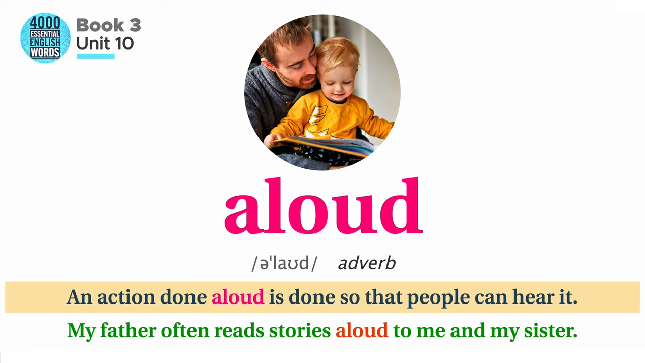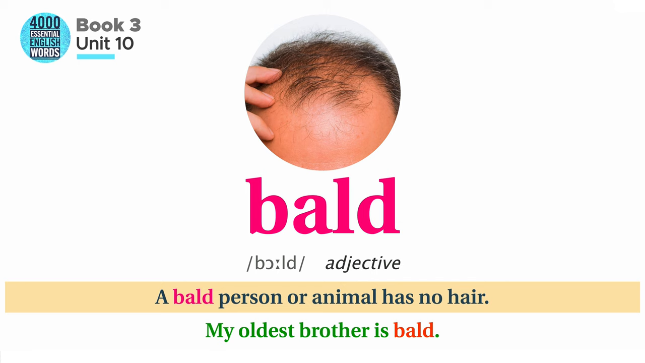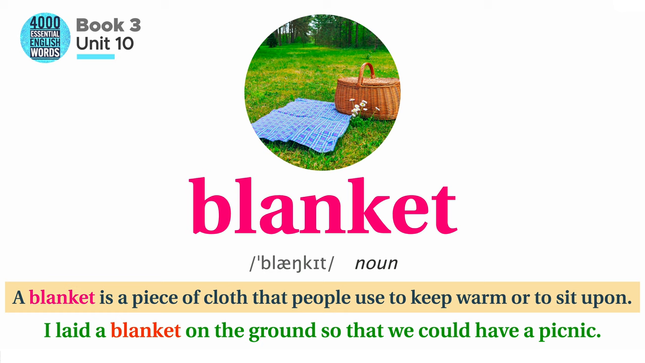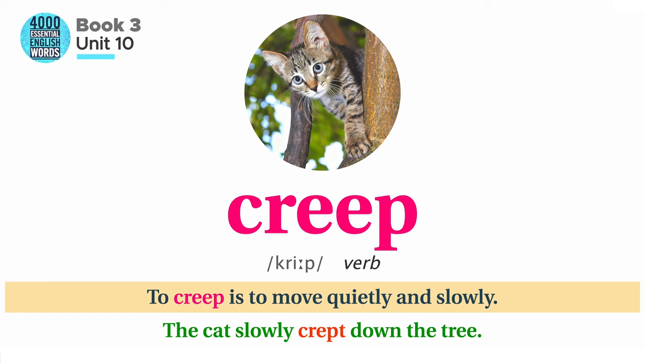Bald. A bald person or animal has no hair. My oldest brother is bald. Blanket. A blanket is a piece of cloth that people use to keep warm or to sit upon. I laid a blanket on the ground so that we could have a picnic. Creep. To creep is to move quietly and slowly. The cat slowly crept down the tree.